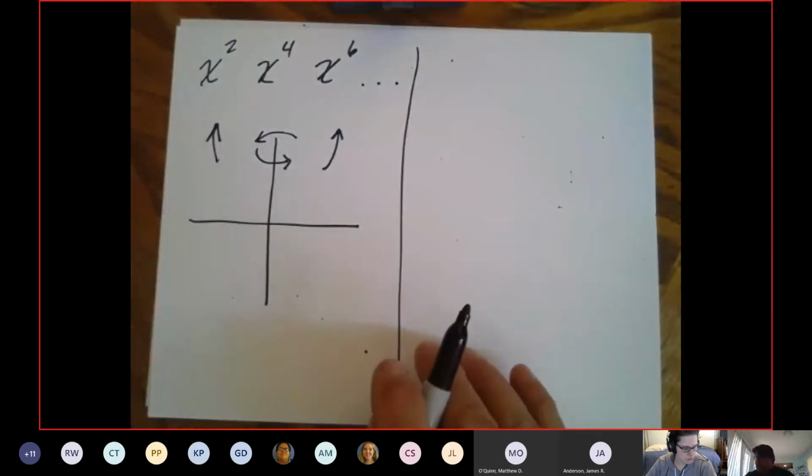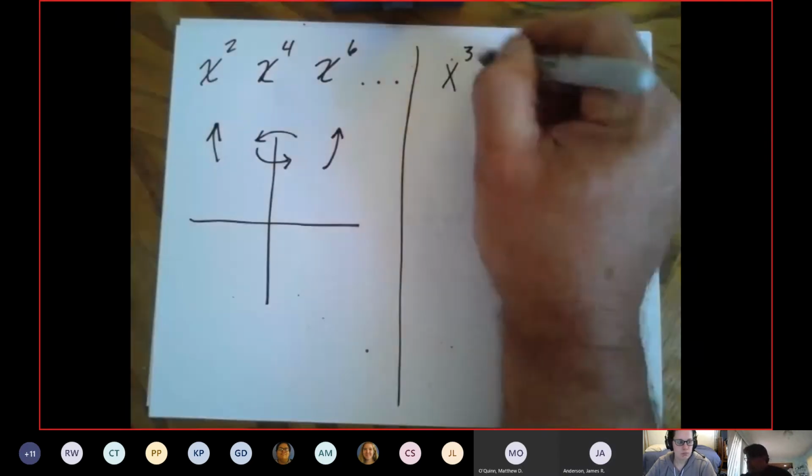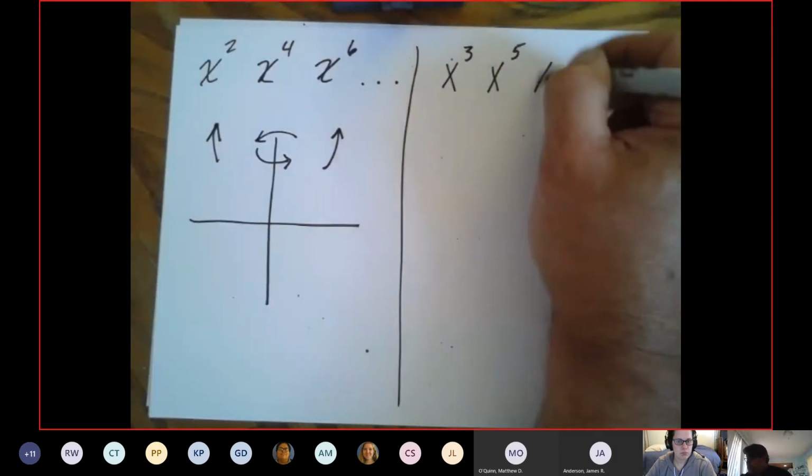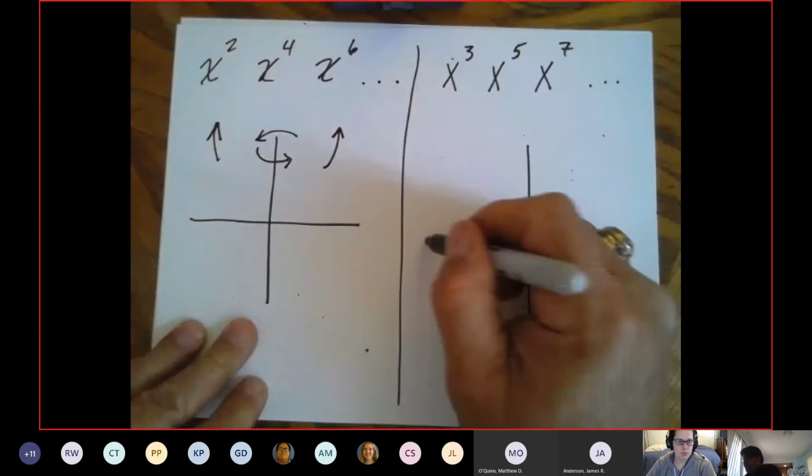Sorry about that. Okay, so now let's look at x cubed, x to the fifth, x to the seventh, dot, dot, dot. What do those look like? Look at your family of graphs.